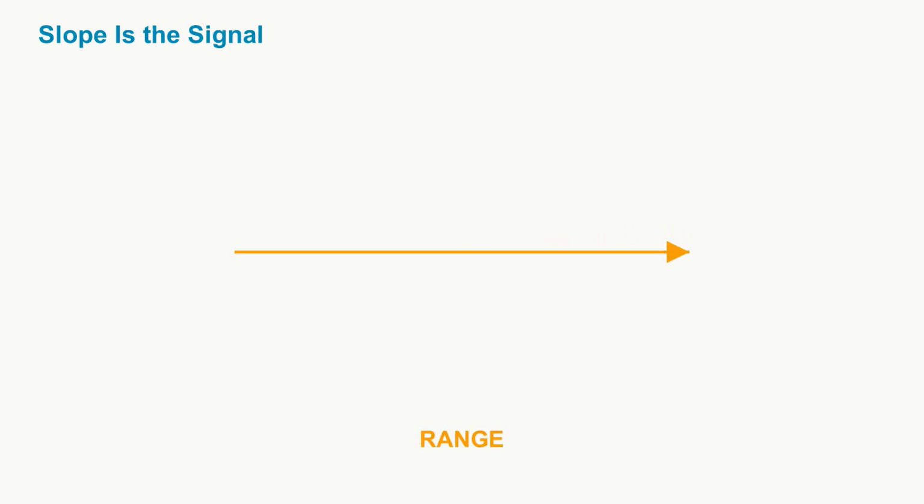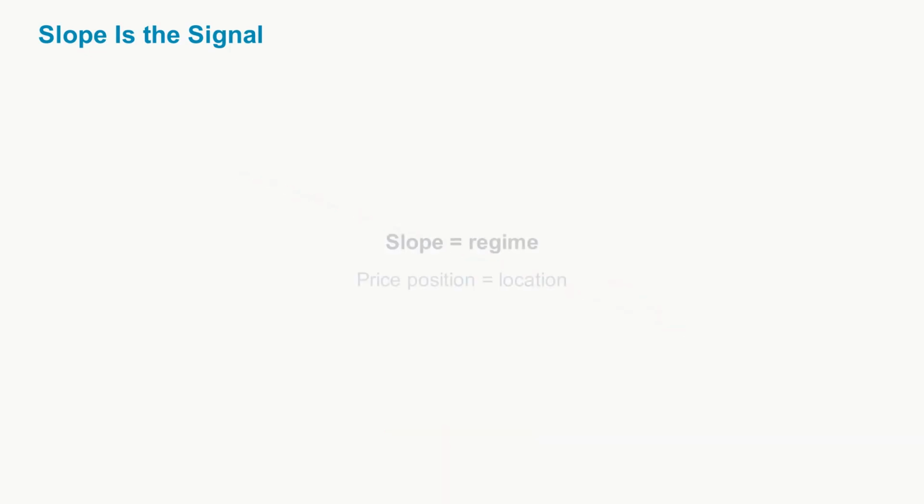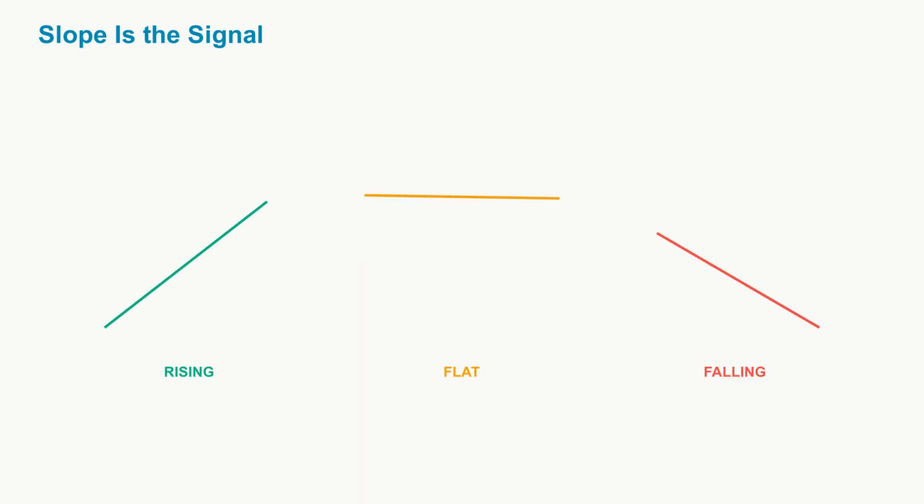Neither side is winning. Trend strategies stall here. If it's sloping down, the trend is down. Rallies are selling opportunities. Slope tells you the regime. Price position tells you where you are inside it. On one chart, you'll often see all three: an uptrend, a chop phase, then a breakdown. The MA's slope is what tells you which is which.